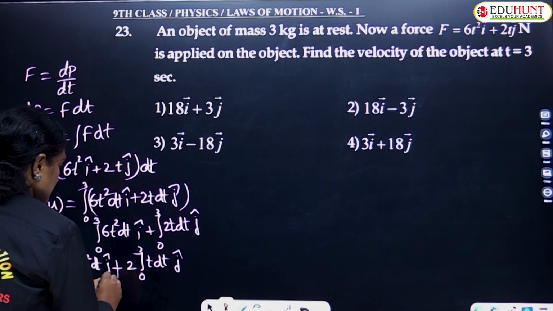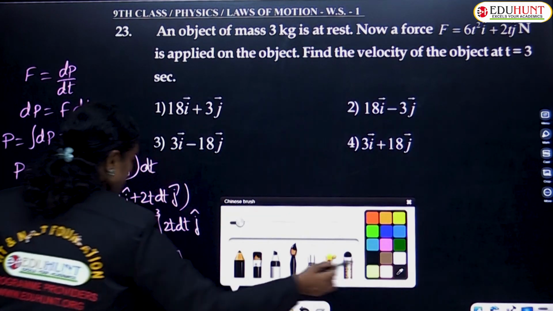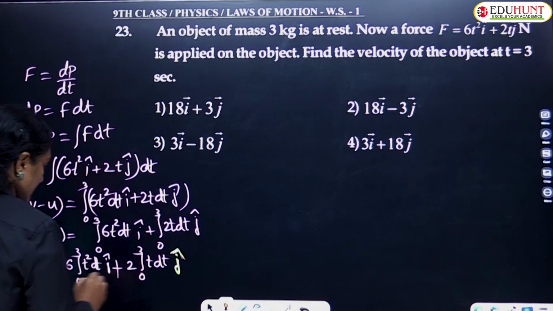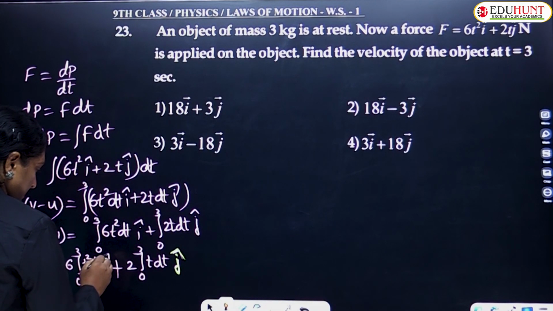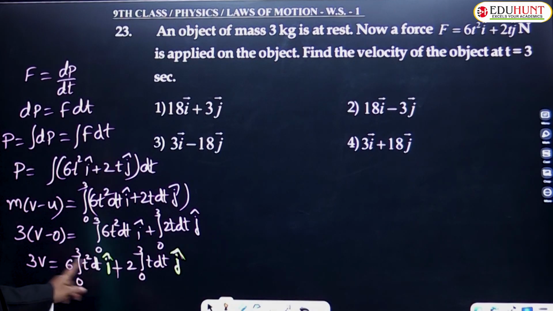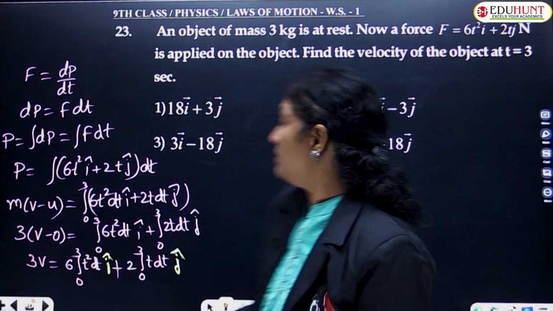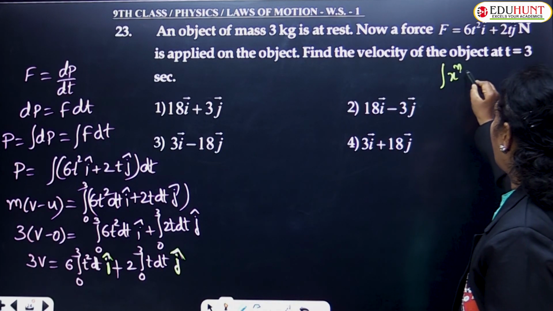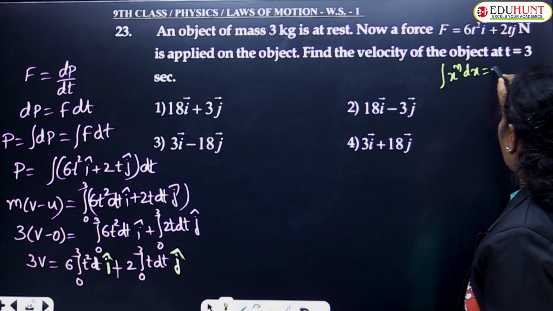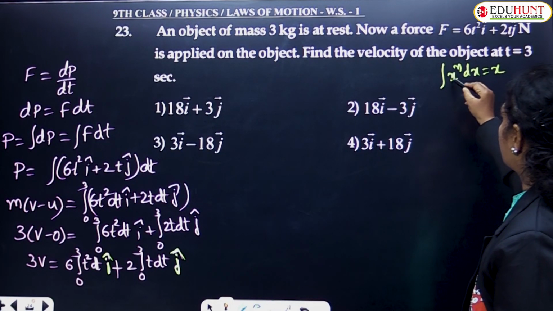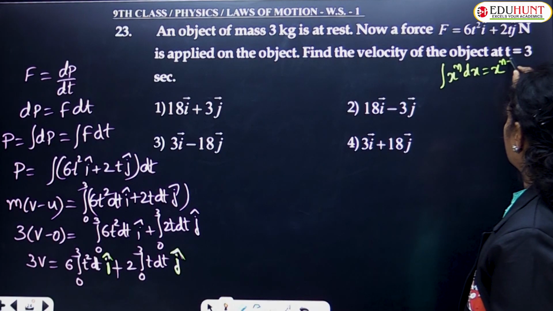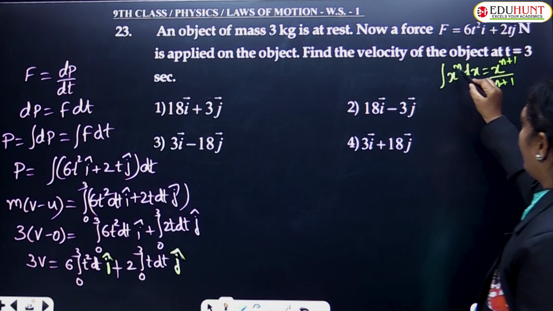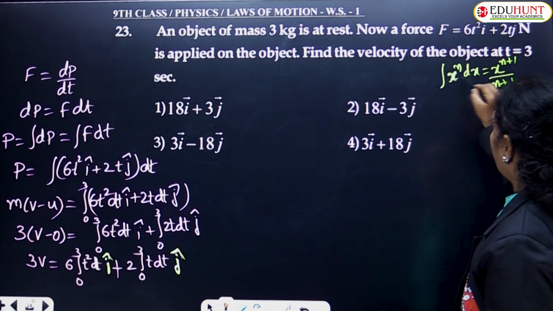I'll just highlight this i cap and j cap so that you won't get confused. This is the j cap direction. Here it is on the x-axis, i cap. So you have to integrate for these two portions. Children, hope you remember the formula for integration. Remember always, the integral of x power n dx is x power n plus 1, with denominator also n plus 1. This formula you need to remember. x is the variable and n is a number.